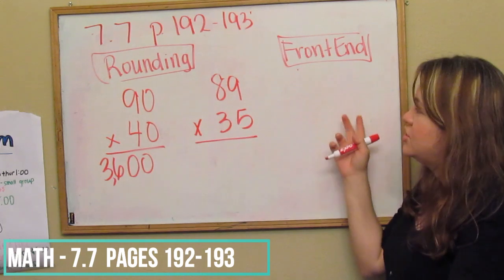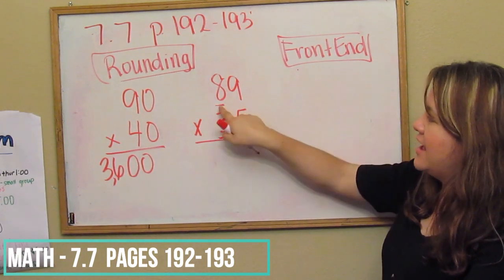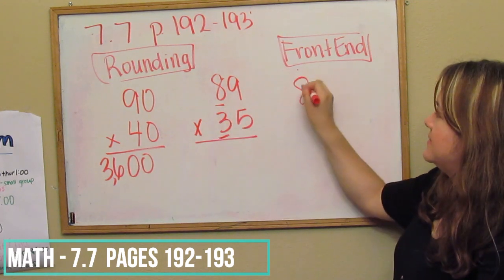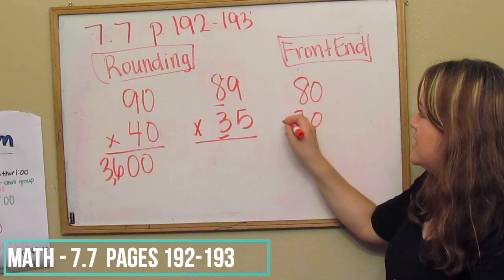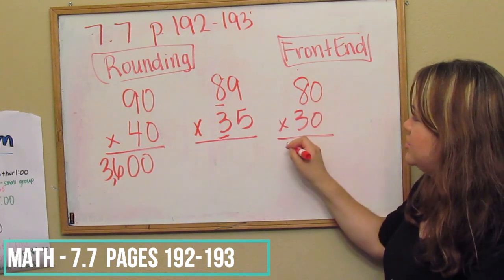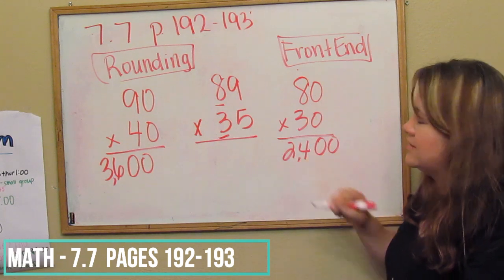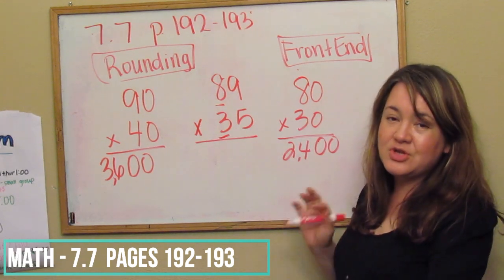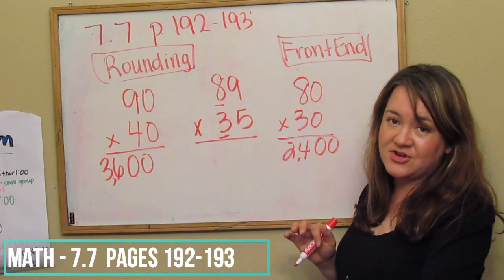All right, let's do the same thing but front end. So I'm going to take the 8 and the 3. The 8 is in the tens spot, so that becomes an 80. The 3 is in the tens spot, that becomes a 30. 8 times 3 is 24. Add the 2 zeros, 2,400. So, two different methods to estimating factors.